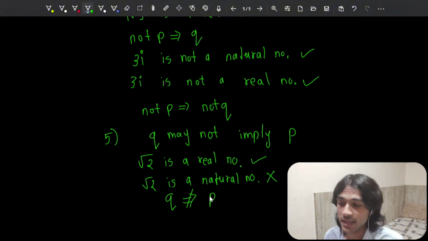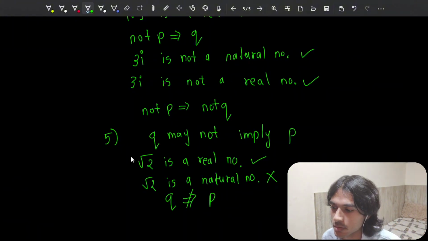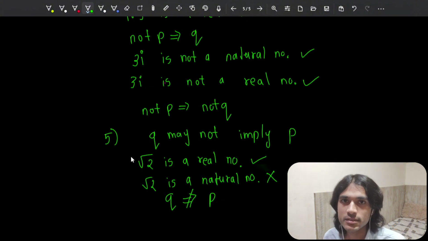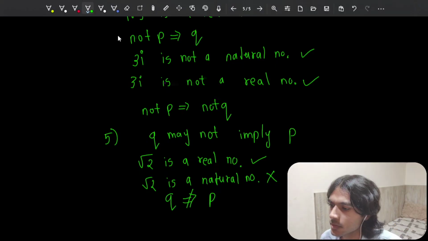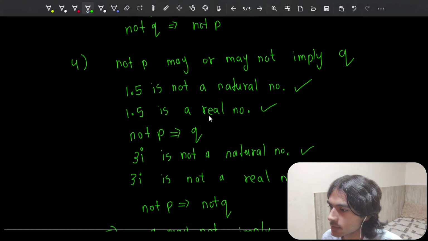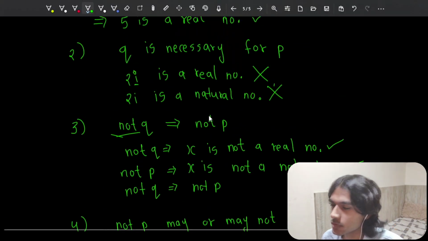It may imply, for example, you could have simply taken 2 is a real number, and then the Q statement will be true, and then 2 is a natural number is also true. In that case, Q will imply P. So the condition is that it may or may not imply P, right? So it actually depends. I think this was it.